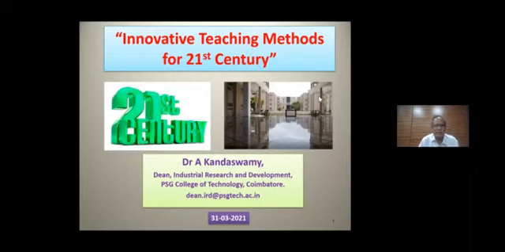The innovative teaching methods must be implemented in the 21st century to take care of future needs. Several drastic changes have to be made in our implementation of the curriculum. I'm going to discuss them one by one.